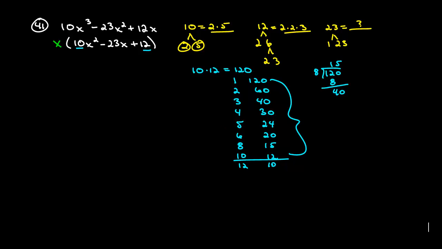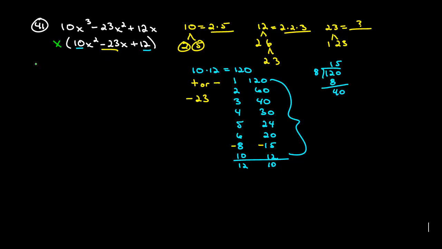So what I'm going to do now is I'm going to take a look at each of these numbers, and I'm going to say, can I add or subtract to get this middle number right here? So do any of these add or subtract to get negative 23? Well, if I made this a negative 8, I made this a negative 15, they would still multiply together to give me 120, but if I added them, I would get negative 23.